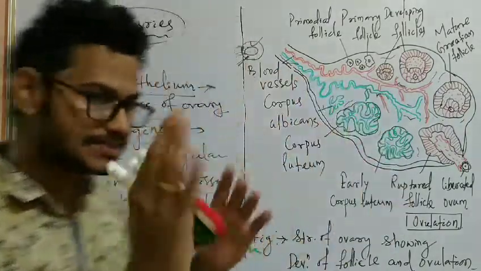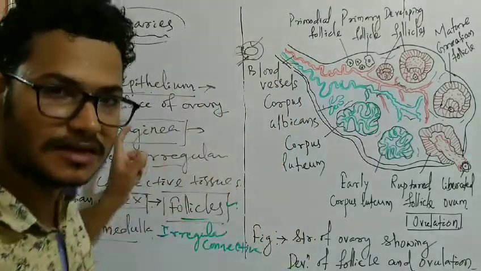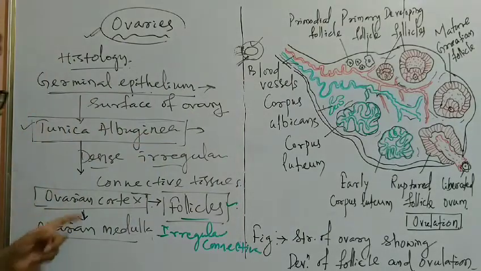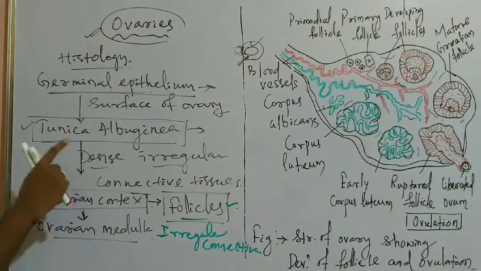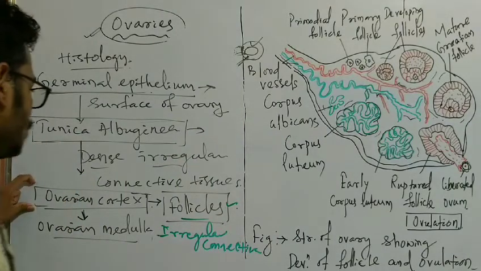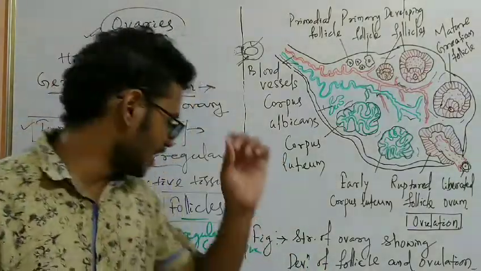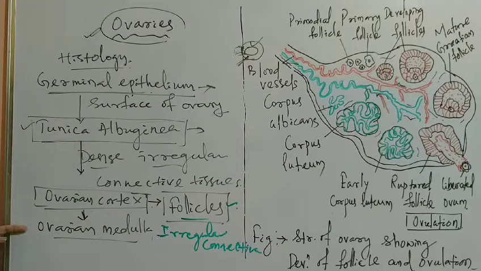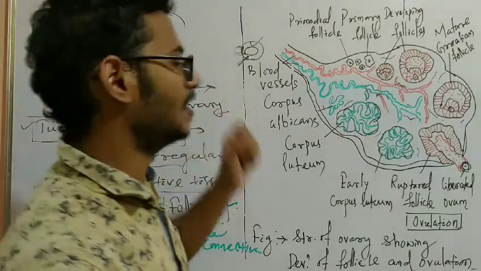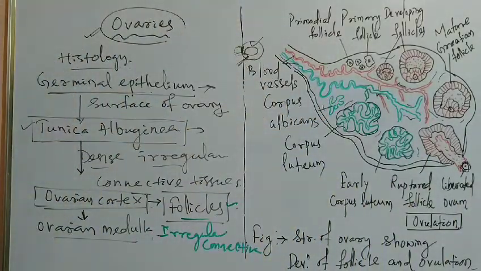The outer surface is made up of the germinal epithelium. If you go deeper, then you will find the tunica albuginea, which is whitish, fibrous, irregular, dense connective tissue. Then in the ovarian cortex, we will find the follicles, which are again surrounded by irregular connective tissues. And finally the ovarian medulla, where we can find the blood vessels, the nerve supply, and the lymphatic vessels coming to this ovary.